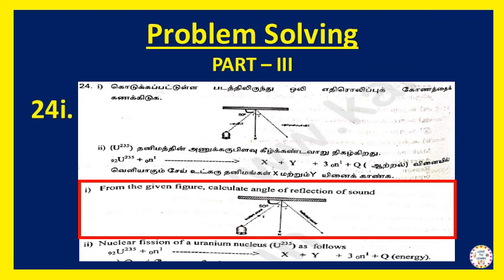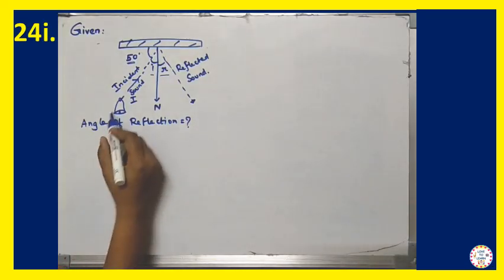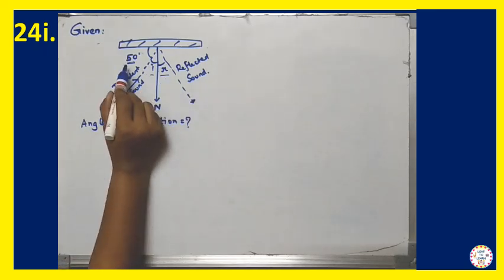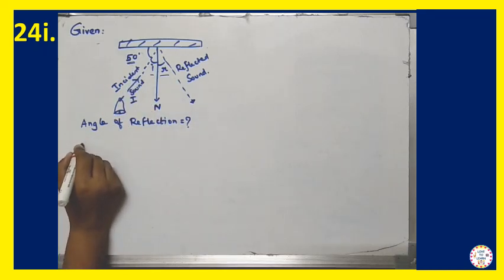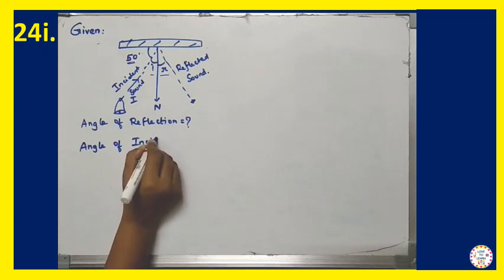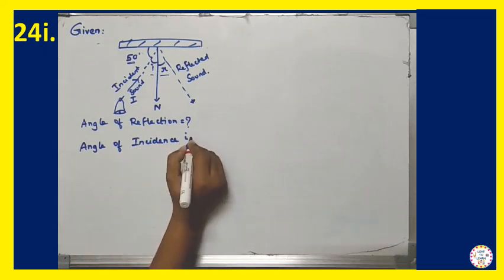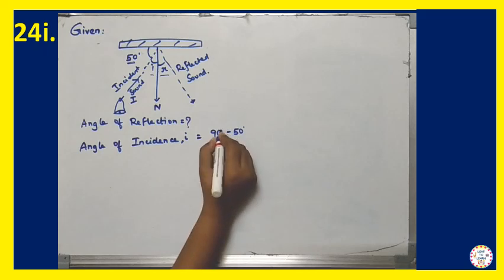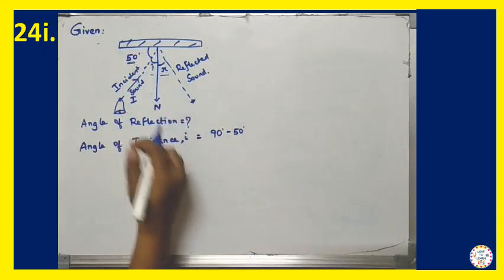Now let us take the 24th first question from part 3. Here they have given a figure. From the given figure, calculate the angle of reflection of sound. Now let's check the solution. Here they have given the incident ray and the reflected ray of sound. So we have to find the angle of reflection. For this we have to find the angle of incidence i. So this is given by 90 minus 50, which is equal to 40 degrees.